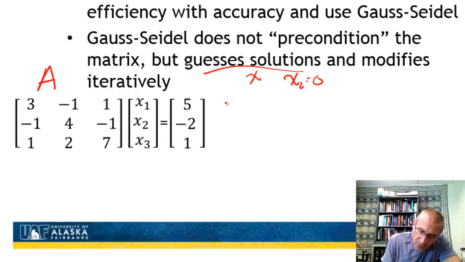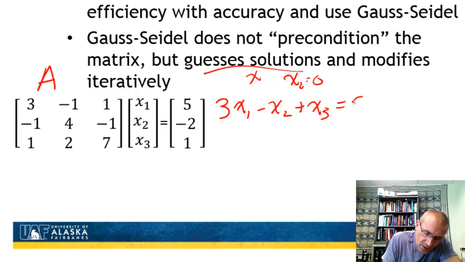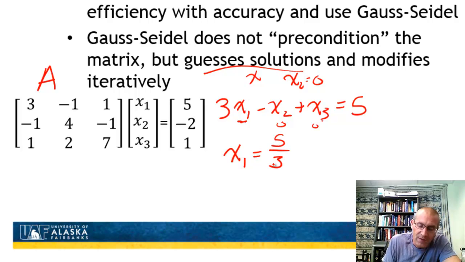I'm going to take my first equation, which says 3x1 minus x2 plus x3 is equal to 5. I'm going to use that to solve for x1 using my current guesses for every other x, x2 and x3, which we guessed are 0. If I do that, I end up with a new value for x1, which is simply 5/3.